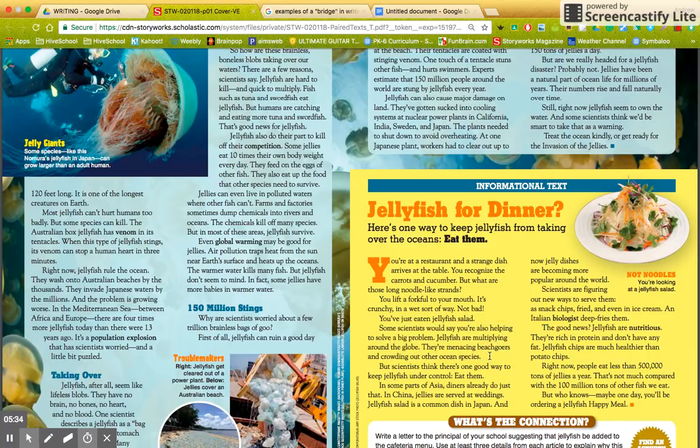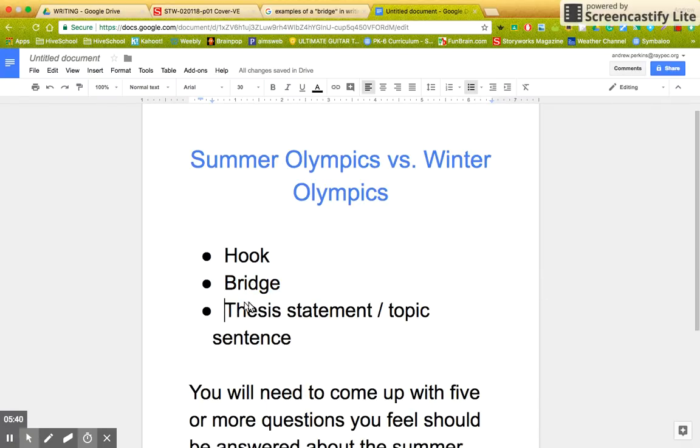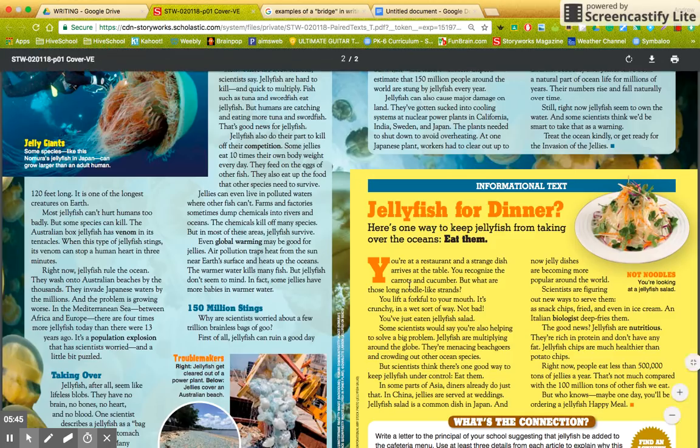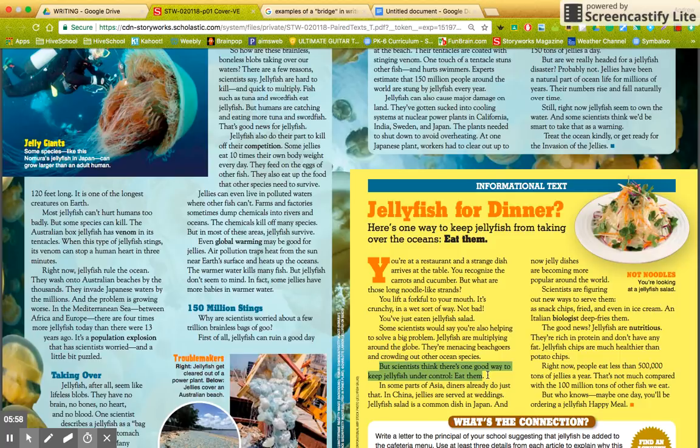Now, we come to what we call the thesis statement / topic sentence. Now, here it is. The thesis statement is right here. Scientists think there's one good way to keep jellyfish under control. Eat them. Now, this is the thesis statement / topic sentence. This is telling us what this entire story, or the rest of the story, is going to be about. Actually, a thesis statement can stand alone. If a person were to read just your thesis or topic sentence, they should know exactly what your paper will be about.